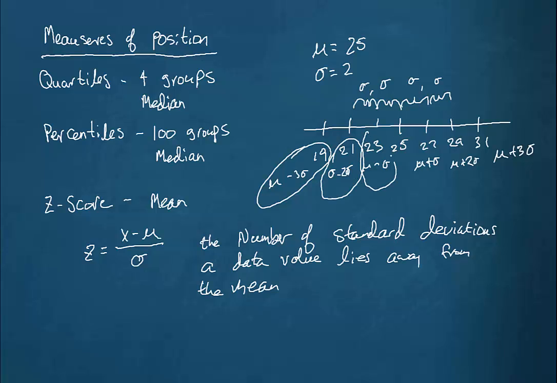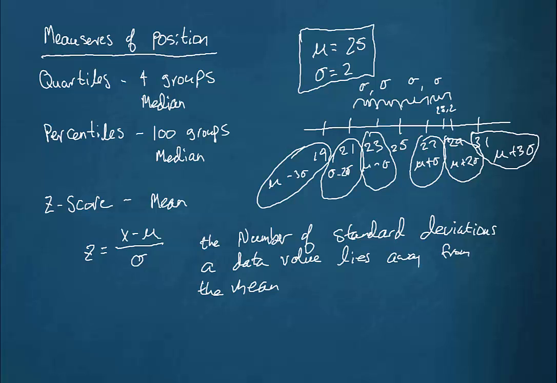And the thing is that it isn't always that we're going to have these nice numbers where we have integers that are an integer number of standard deviations away from the mean. Let's suppose that we have a mean of 25, just like we have here, and a standard deviation of 2. And we're not looking at 27, we're looking at, let's say, 28.2. How many standard deviations away from the mean would a data value 28.2 be?